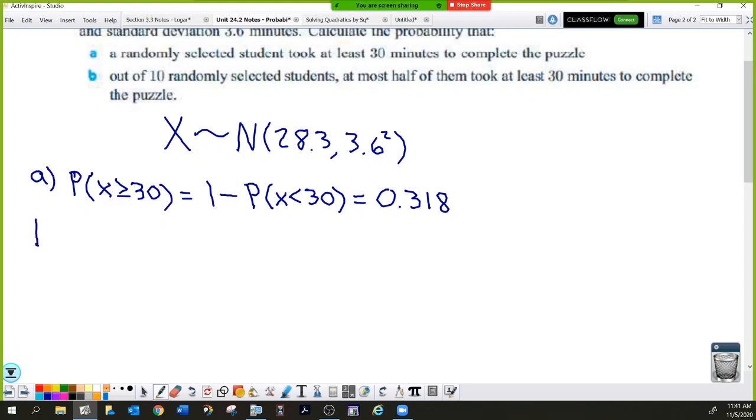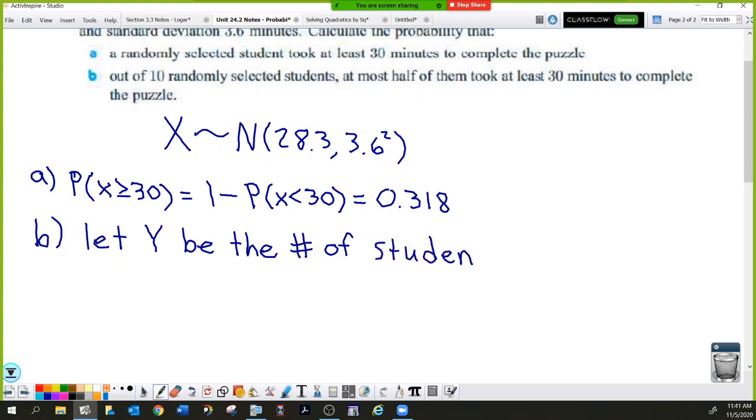Okay, so for part B, let's let capital Y be the number of students. I feel like I should type this instead of trying to write it.